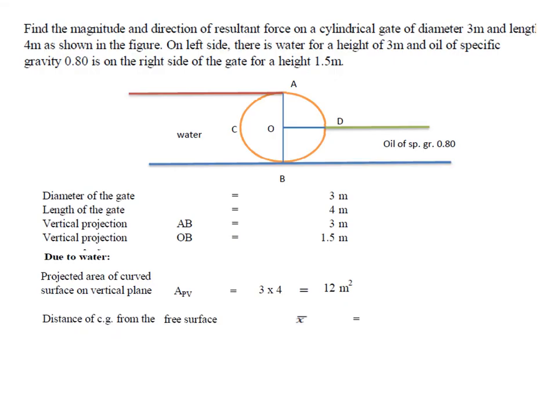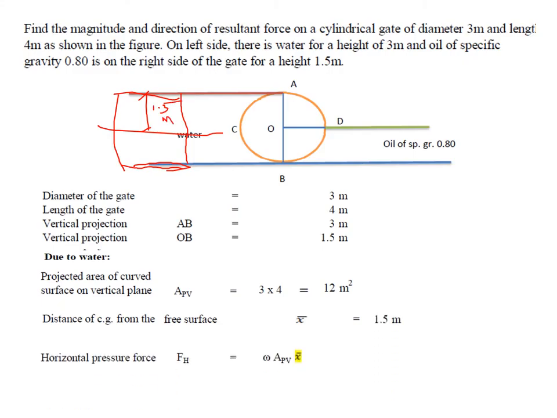If you want, I will draw this. This is 3 meters. This is the projected area, like this. Mark the CG. This distance you took is the X bar distance. This X bar distance is nothing but half of 3 meters, which is 1.5.